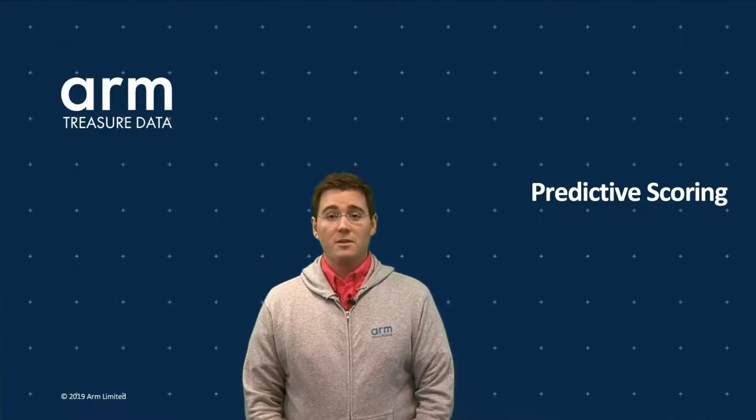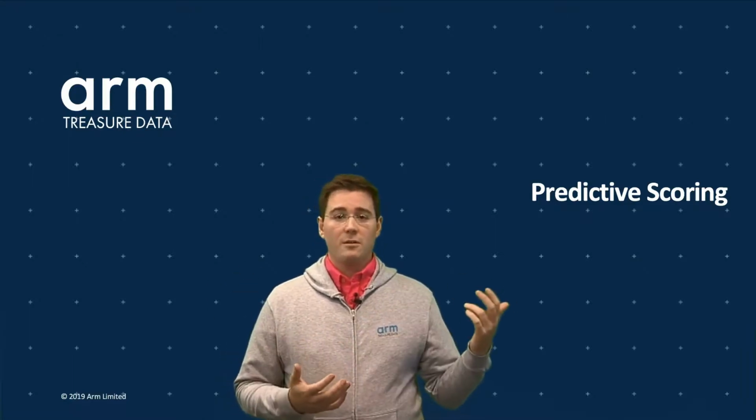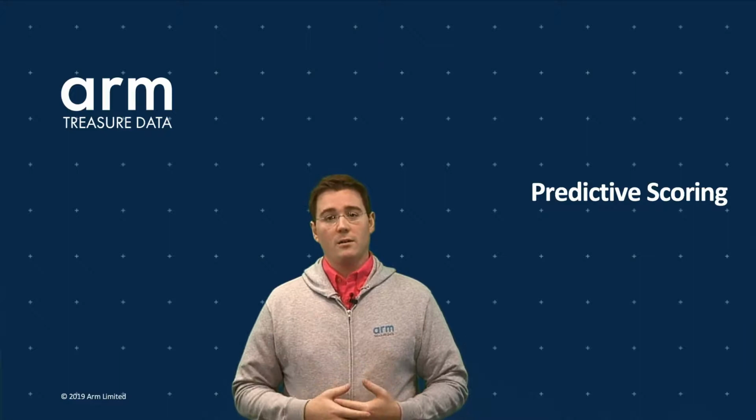ARM Treasure Data has a really cool feature, namely the predictive scoring feature. It allows you to ask intricate questions about your data and better find your users. For example, you can find all users who are likely to use a coupon, and you can rate them from very likely to not likely at all, so you can better target your ad dollars.